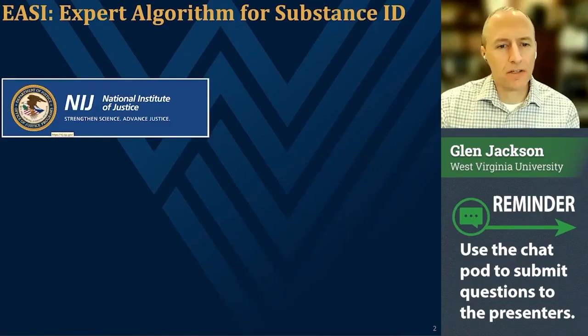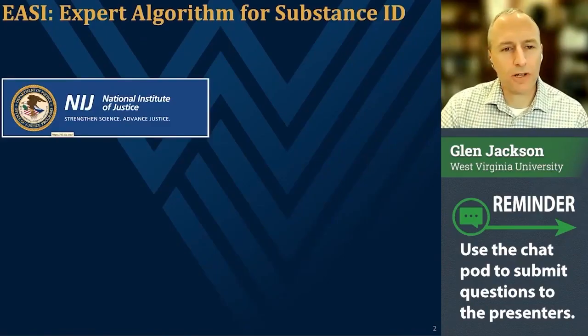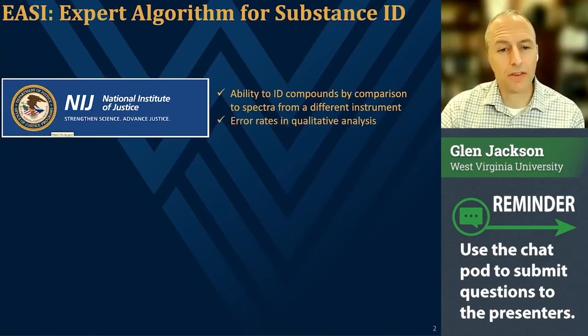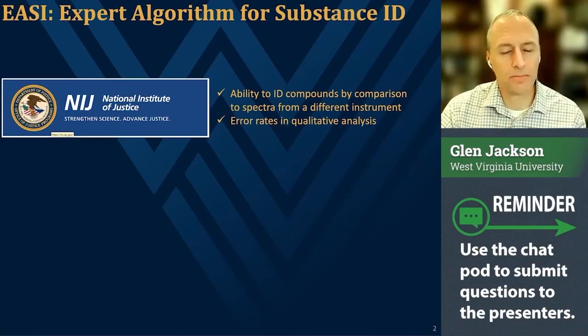This particular project, the development of a new algorithm for mass spectral identification, addresses 2 important needs of the National Institute of Justice. One is the ability to identify compounds by comparison to spectra that were collected on different instruments, and the other is to provide error rates and qualitative determinations.